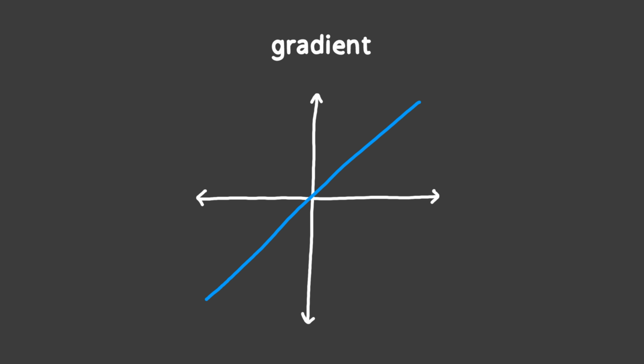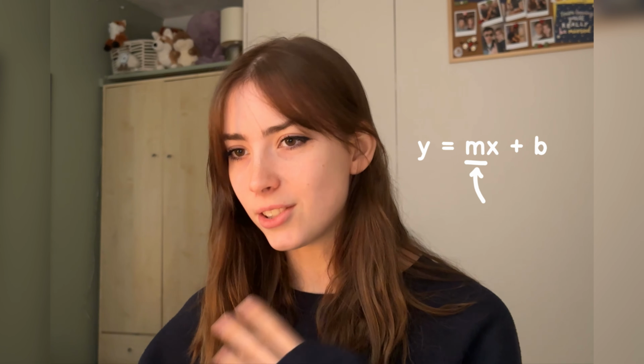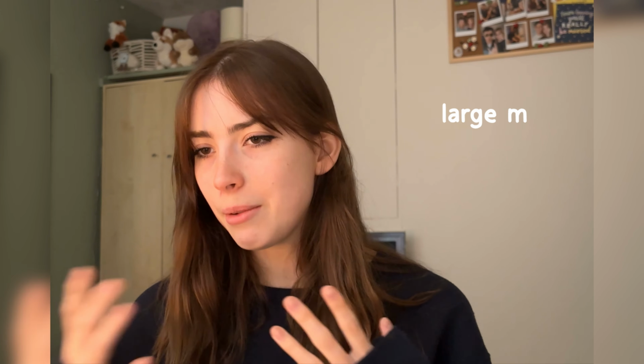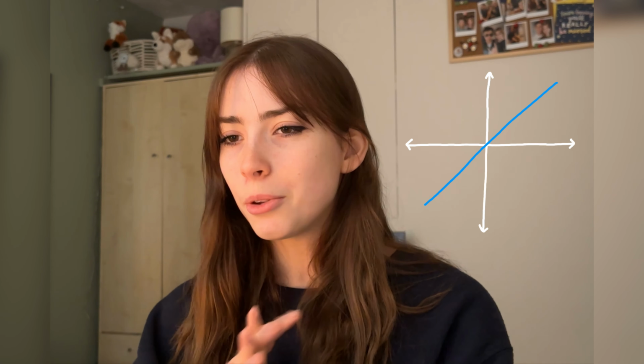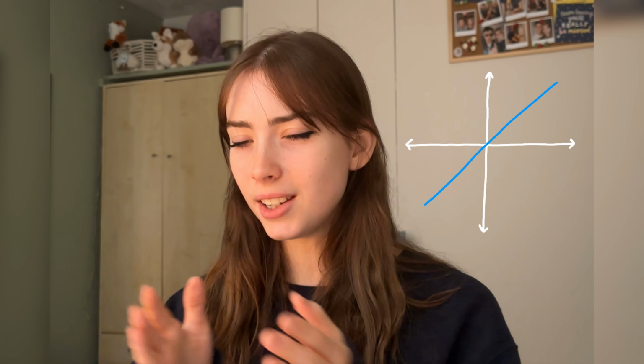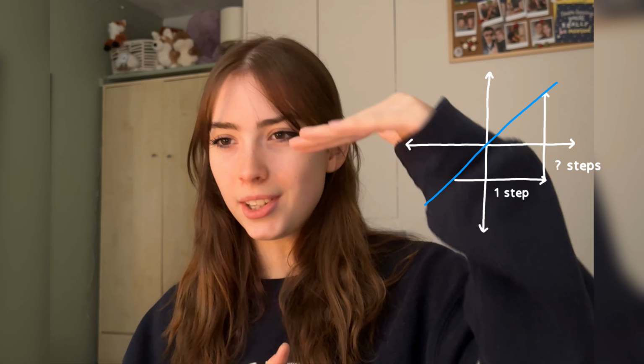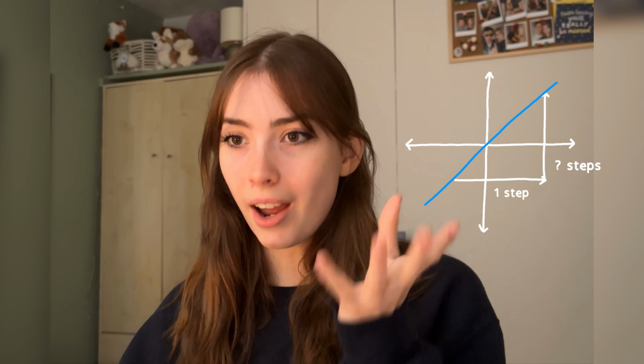So there are two defining properties of a straight line graph, one of which is the gradient, and that tells us how steep the line is. The second one is the actual position of the graph, so where does the line sit on the axes? The m number is our gradient. A higher m value means a steeper line. The way you can think about the numerical m value is for every one step you take in the x direction, how many steps do you take in the y direction? And that's our m value.